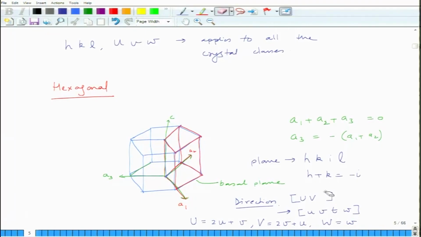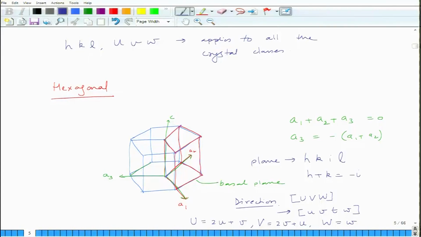So, I am not going to get into the derivation of this. This derivation you can find in many texts. It is a very simple vectorial derivation. So, you can see that UVW. The plane HKL in the 3 coordinate system can be represented as HKIL in the 4 coordinate system, where H plus K is equal to minus I.